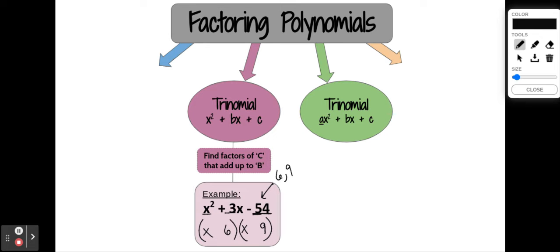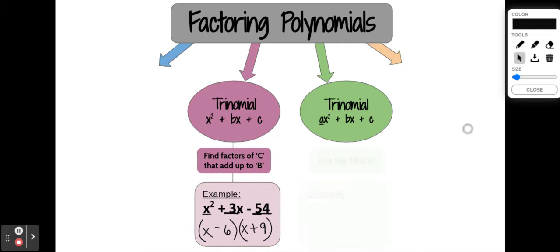and it doesn't matter which order you put them in. Now, in order to get that positive 3 when you add them, the 9 would have to be positive and the 6 would have to be negative, right? Because negative 6 plus 9 is positive 3. Also, negative 6 times positive 9 is negative 54. So there I have factored. And then, of course, you could always just check your factoring with FOIL. You could FOIL it and just be sure that you were right.